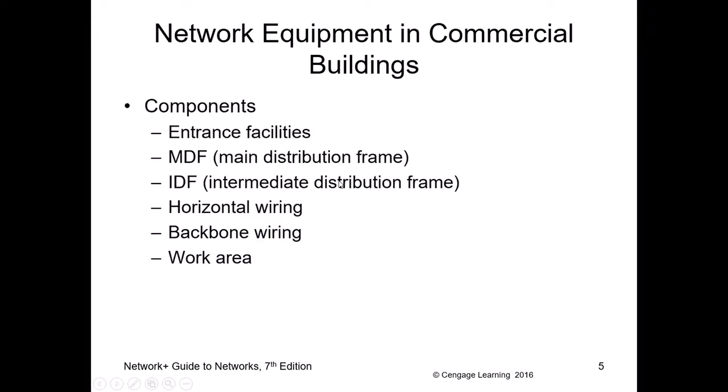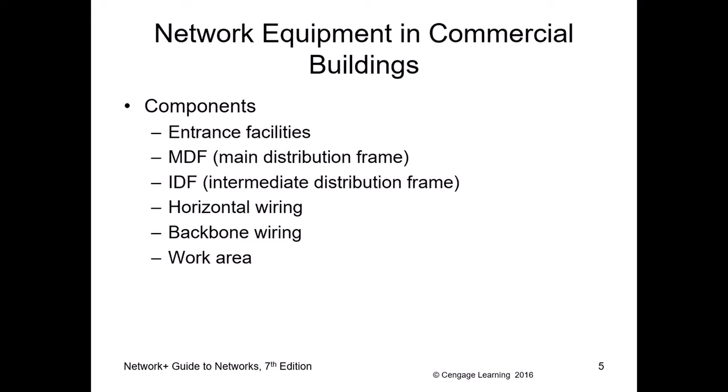Okay. So inside the building, the entrance facility is where the demarcation point is. MDF is the main distribution frame or facility. This is where all the connections come from the outside, and that's where the demarc point is. IDF is the intermediate distribution frame or facility. This is like a branch building that connects to the MDF.